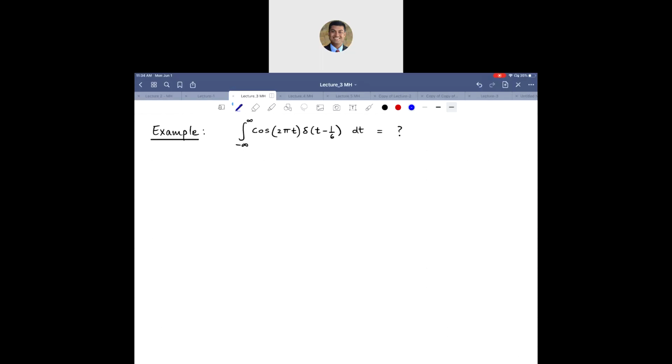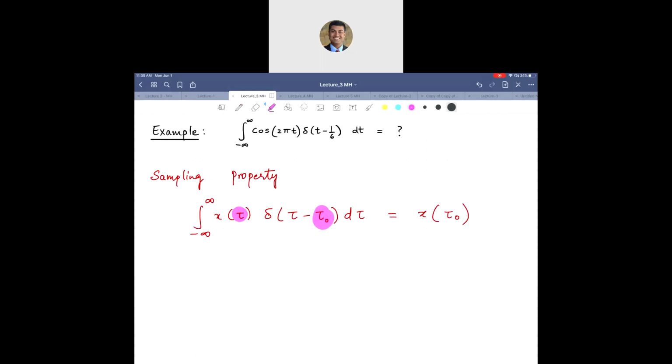another example here. We have integration for all time. We have a cosine function, cosine of 2 pi t. We have an impulse at time 1 over 6, and you're integrating with respect to time. So this is essentially your sampling property. Let's just cite the sampling property here. We had the integral of x of tau delta of tau minus tau 0 d tau equals x of tau 0. That was our sampling property. Evaluate the function at tau 0. That's it.